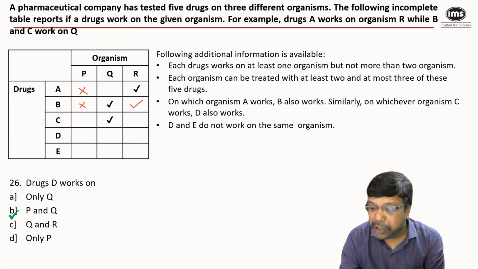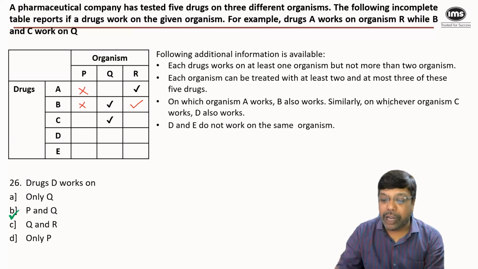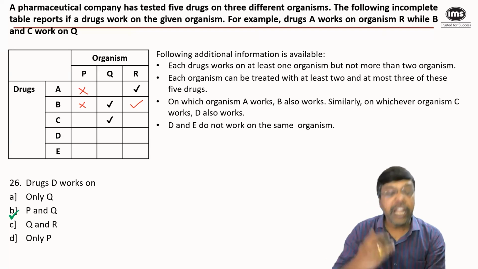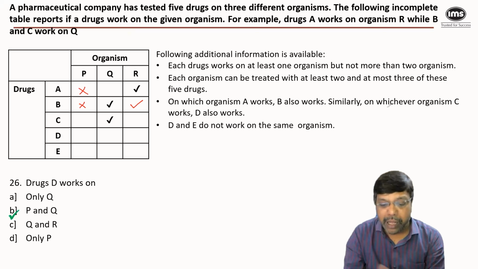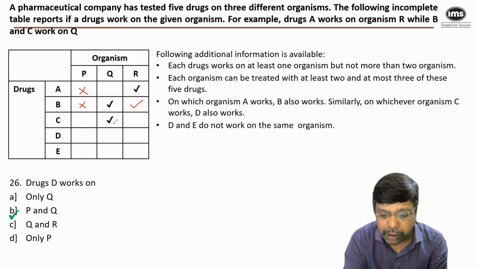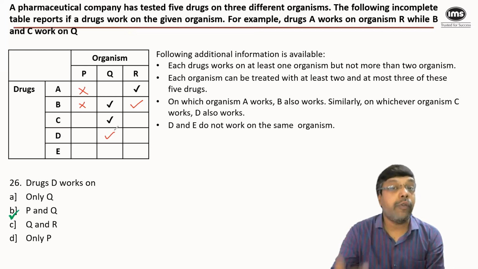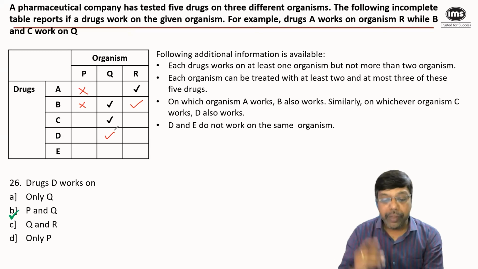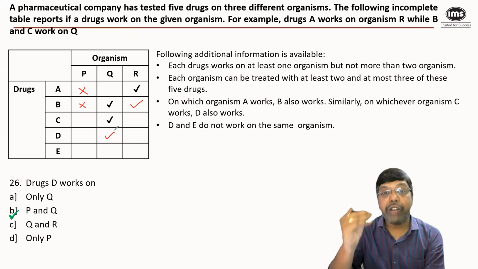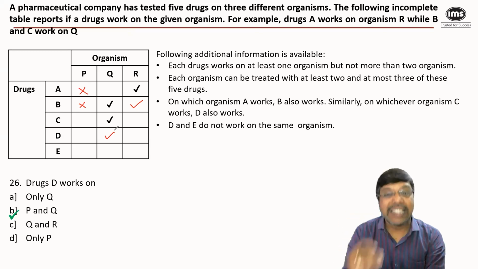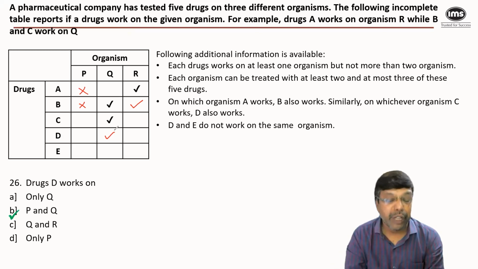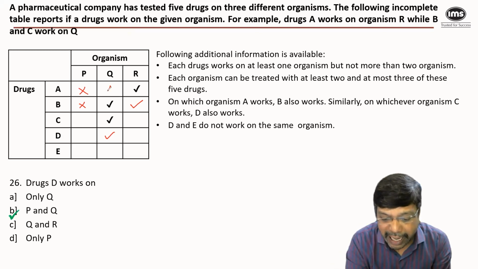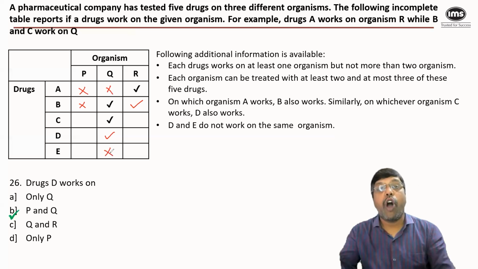Next point. Similarly, on whichever organism C works, D also works. Now, C works on Q, which means D also works on Q. Now, if I look at organism Q, I already have 3 drugs working on it, B, C, D, and that's the maximum, which means drug A and drug E do not work on Q.